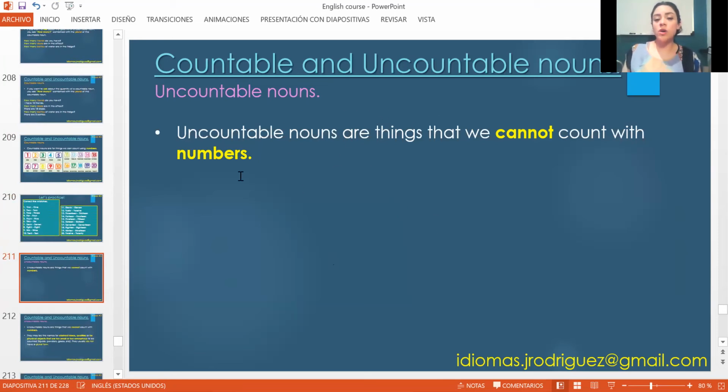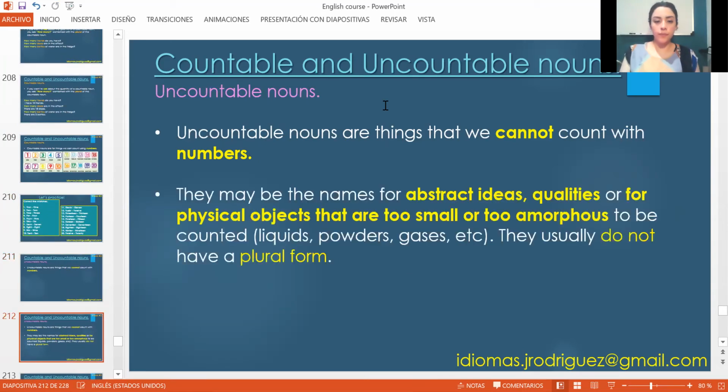First, the uncountable nouns are things that we cannot count with numbers, okay? They are the opposite of the countable nouns. Son los que usamos para lo que no podemos contar con números. They may be the names for abstract ideas, qualities, or physical objects that are too small or too amorphous to be counted, like liquids, powders, gases, etc. And they usually do not have a plural form. Okay, what does that mean?